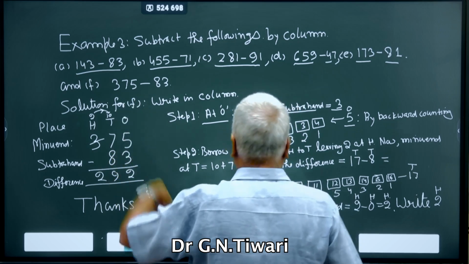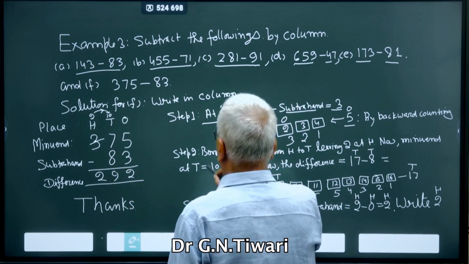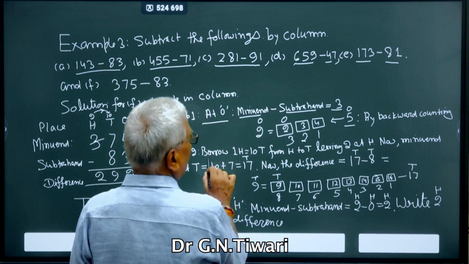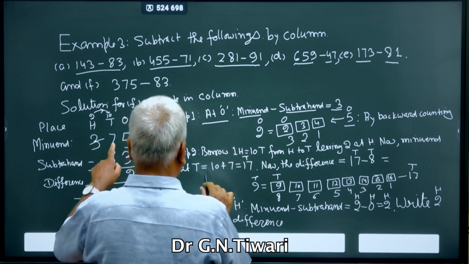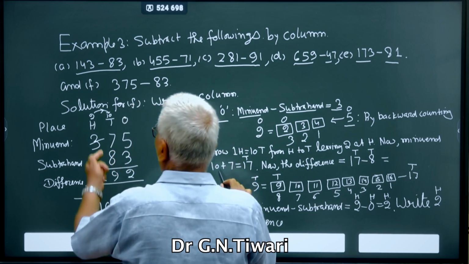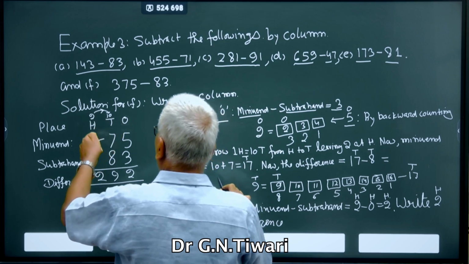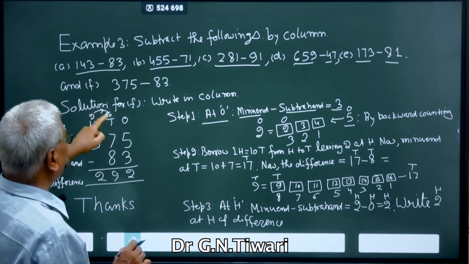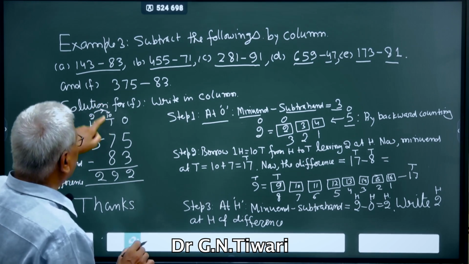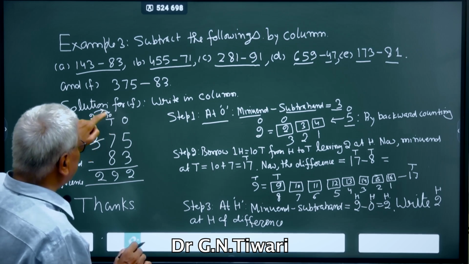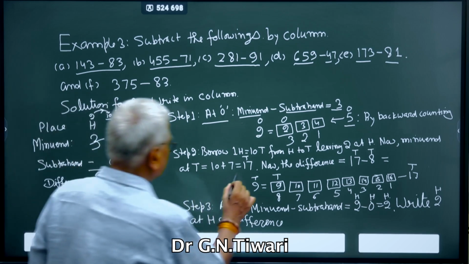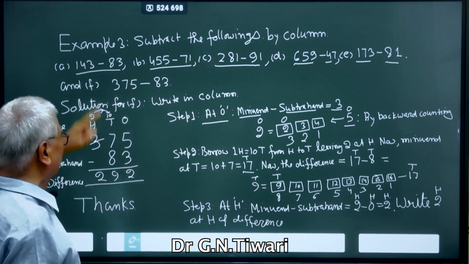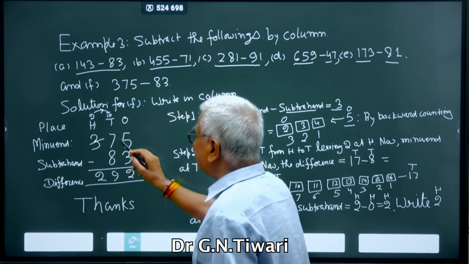Similarly here, just see, step 2. This is at O and this is at T. Now see, you borrow 1H to T. 1H you are borrowing. So if you borrow from 3, it becomes 2 after borrowing, and gives 10T at T. Now the T digit becomes 10 plus 7, 17. After 17, the minuend is more than 8, so you subtract 17 minus 8.